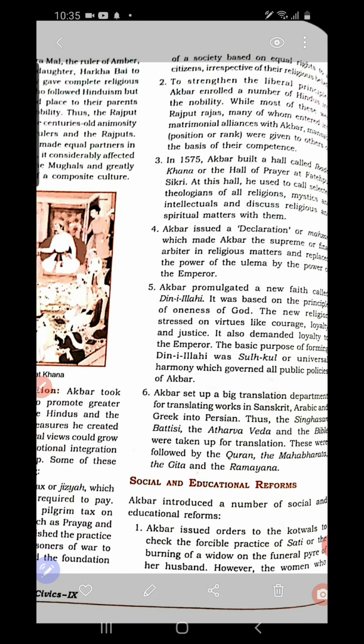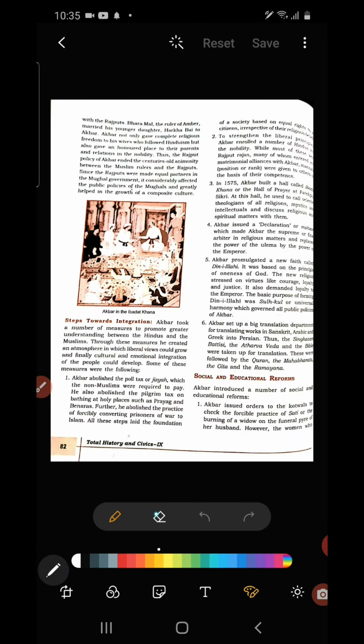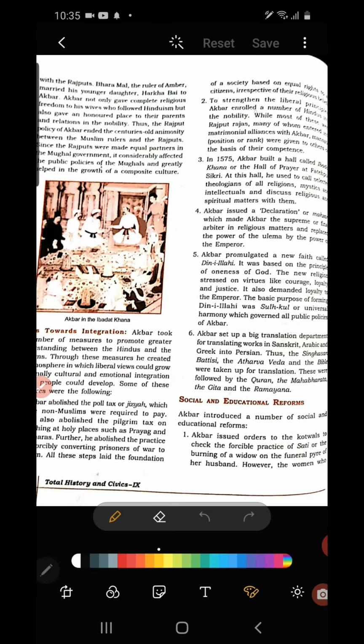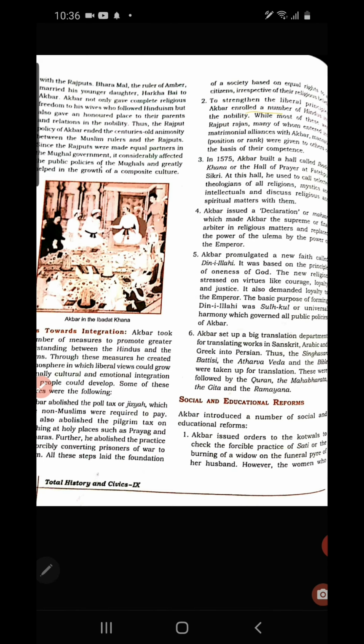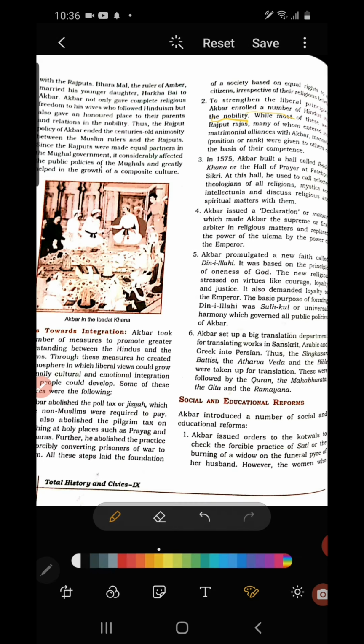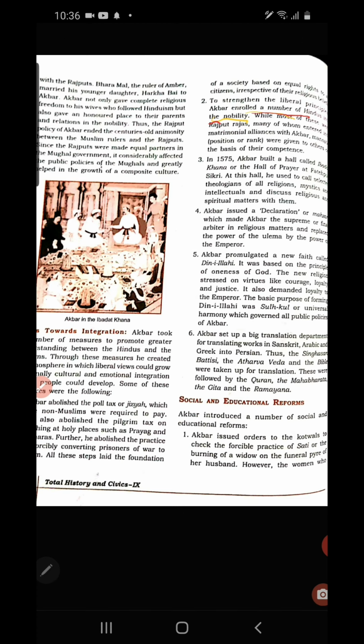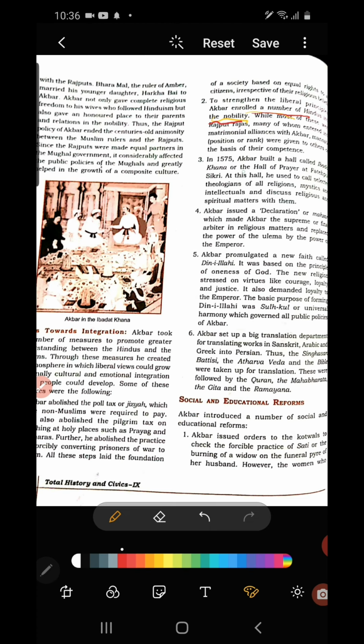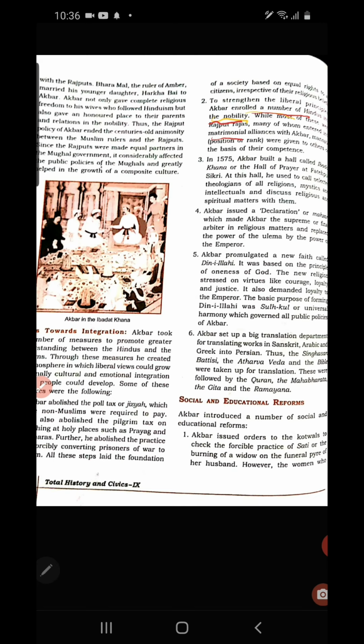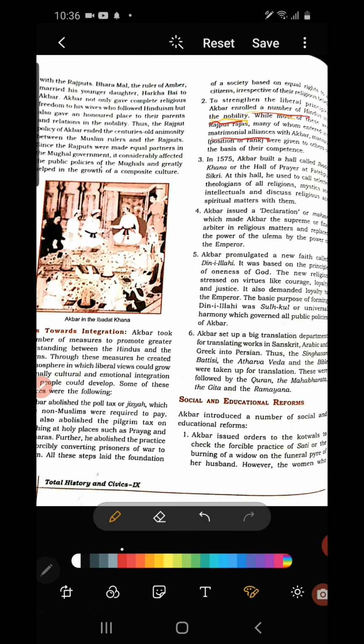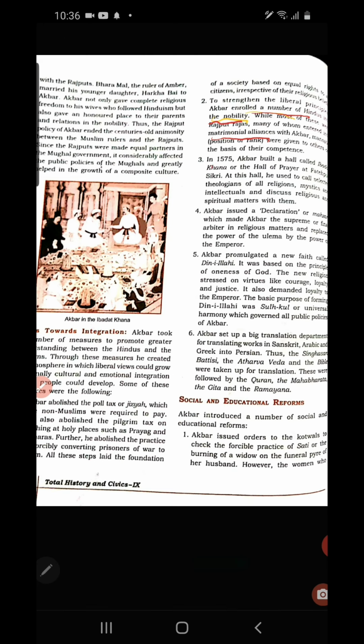So Hindus also started accepting all other people. The second point is that he strengthened the liberal principles by enrolling a number of Hindus into the nobility. That we already discussed. By enrolling a number of Rajputs, he appointed Hindu rulers and Rajputs to higher positions in the administration, giving them higher rank among his officials. Then he also entered into matrimonial alliances. The next is that he built a hall in the year 1575.